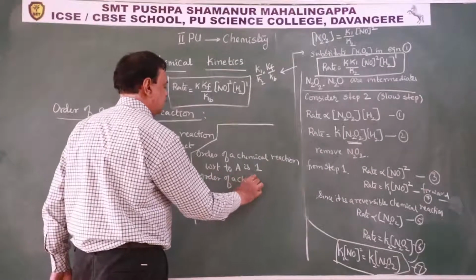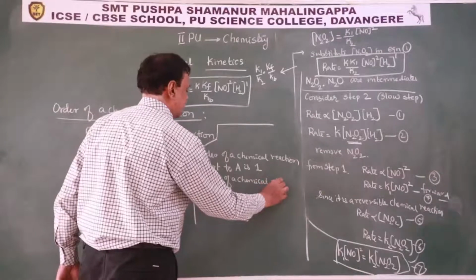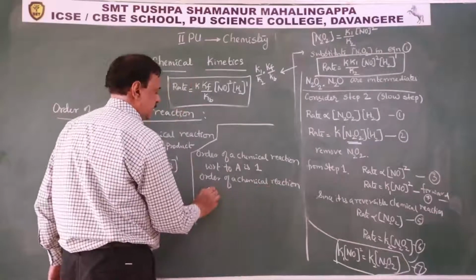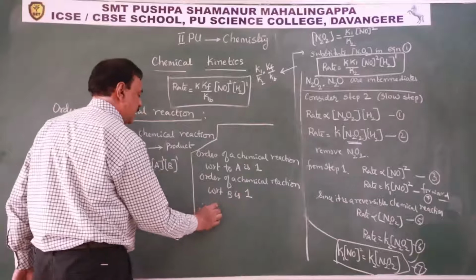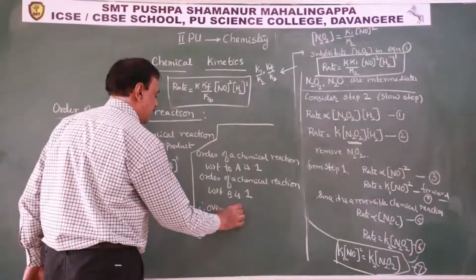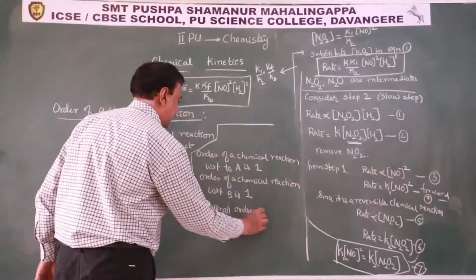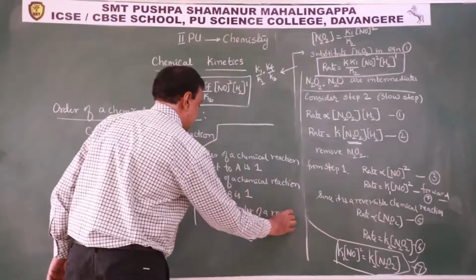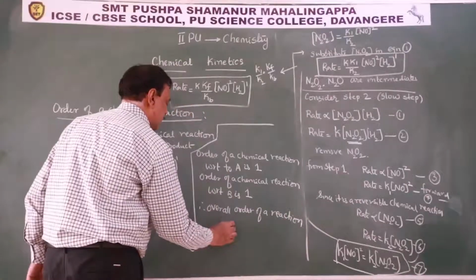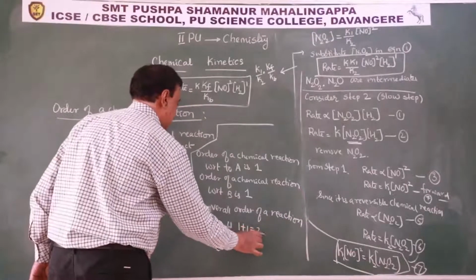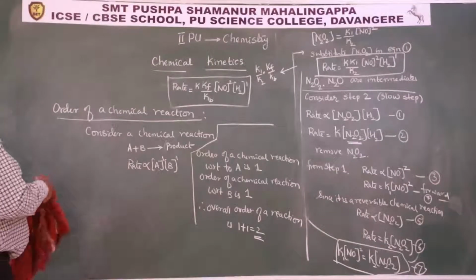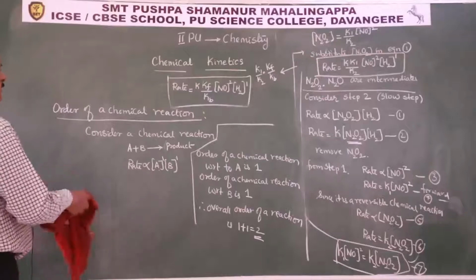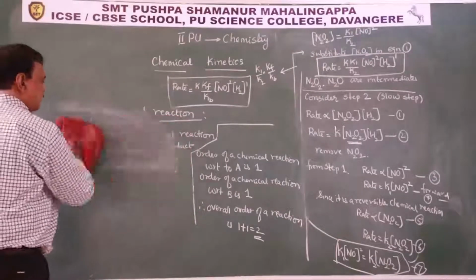The order of a chemical reaction with respect to B is 1. Therefore, the overall order of the reaction is 1 plus 1, which is equal to 2, provided it is obtained from the experimentally determined rate equation for the reaction.